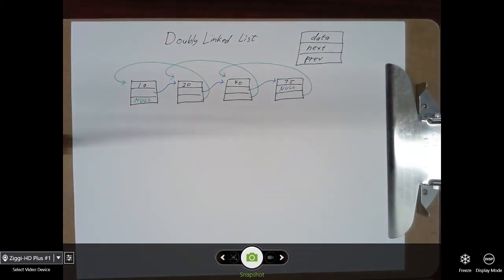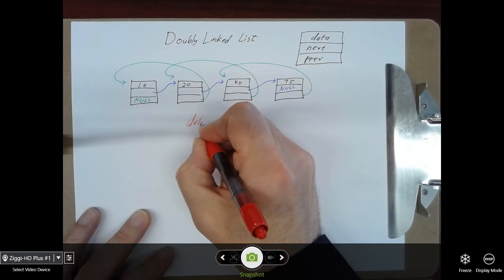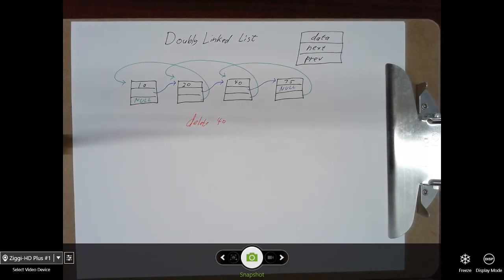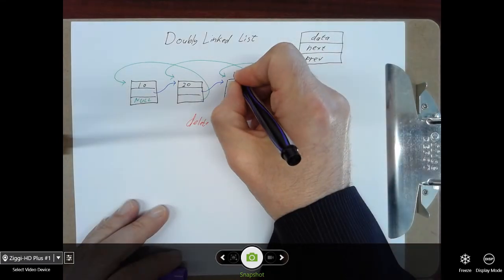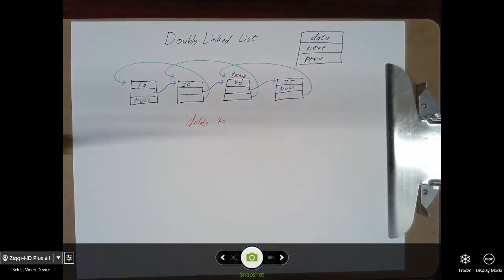Now there's a downside to a doubly linked list, which is that your code gets a little more complex. So let's say we want to delete 40, and let's say I'm calling this temp. So how do I have to change my pointers?